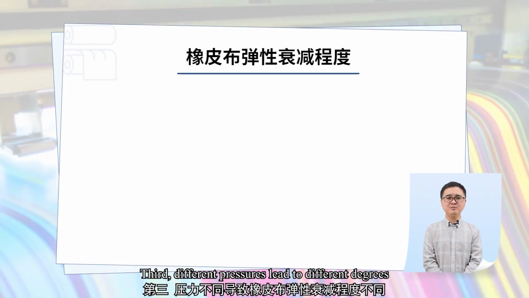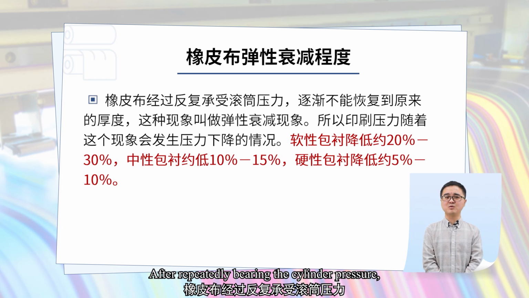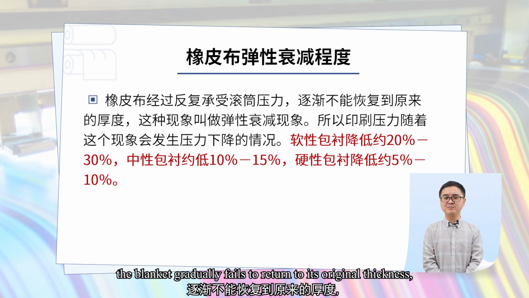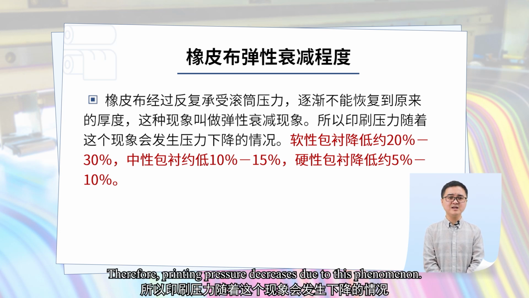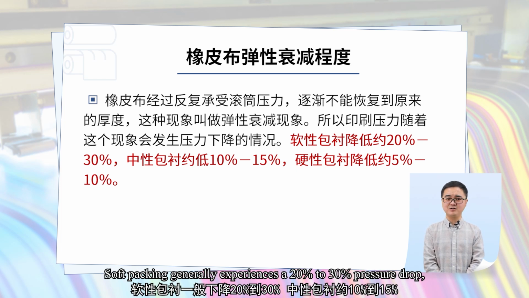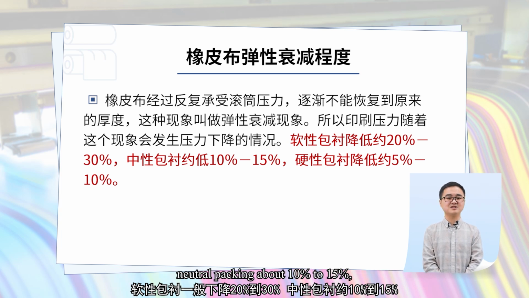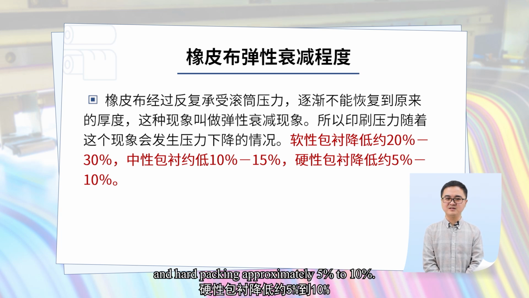Third, different pressures lead to different degrees of elastic decay of the blanket. After repeatedly bearing the cylinder pressure, the blanket gradually fails to return to its original thickness, called elastic decay. Therefore, printing pressure decreases due to this phenomenon. Soft packing generally experiences a 20 to 30% pressure drop, neutral packing about 10 to 15%, and hard packing approximately 5 to 10%.